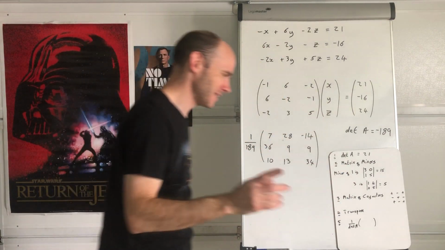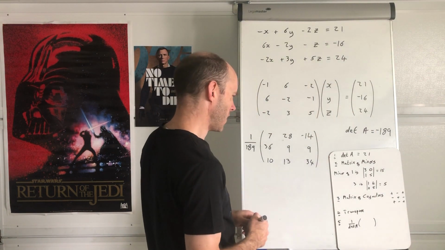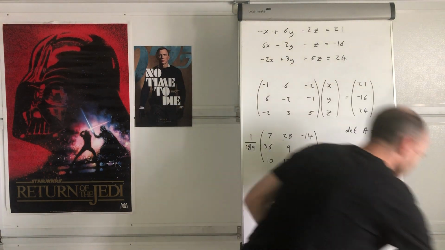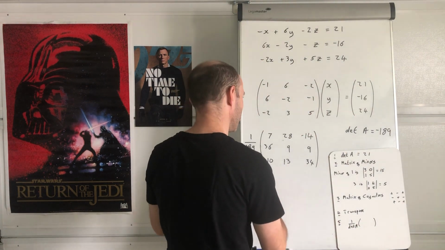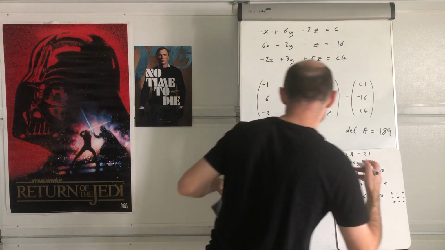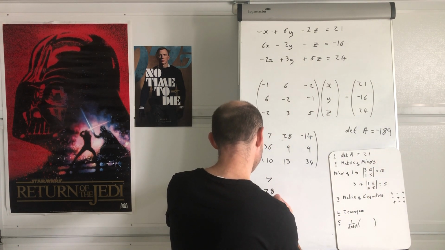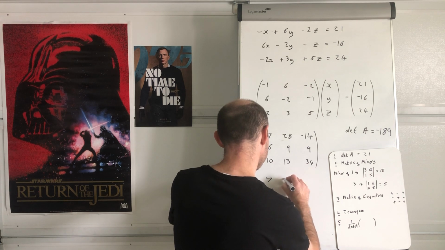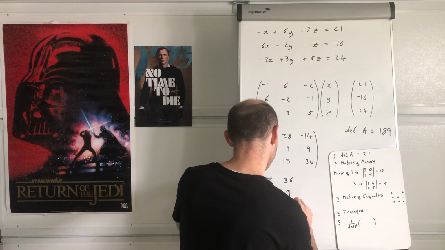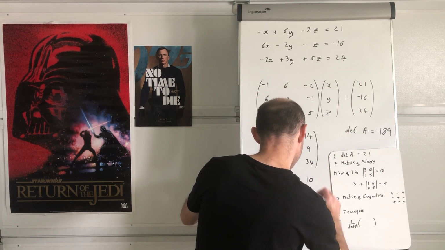Transpose. Transpose. You probably said you've got to transpose it. So, 7, 28, negative 14, 36, 9, 9, 10, 13, 34.